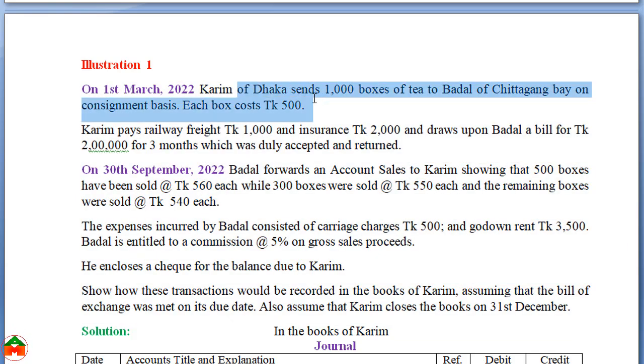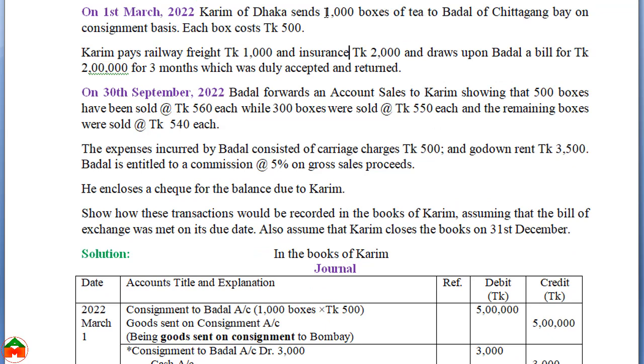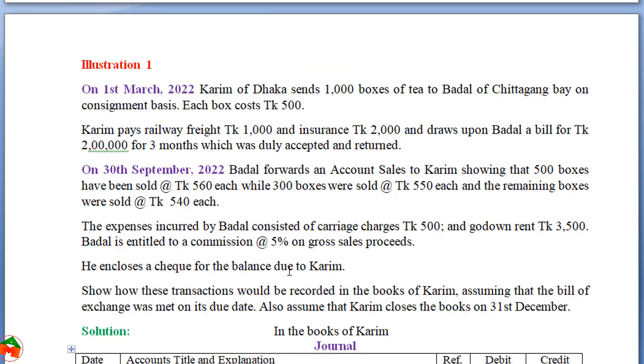So for sending the goods, the journal is consignment to Badal. Here Badal is the consignee. Okay, consignment to Badal, total 5 lakh. We can see 1000 boxes at the rate of Taka 500. Total amount is 5 lakh. Okay, so journal is consignment to Badal account debit, goods sent on consignment credit. Since Mr. Karim, the consignor, has paid some expenses, we can see freight 4000, insurance 2000. These two expenses should be considered.